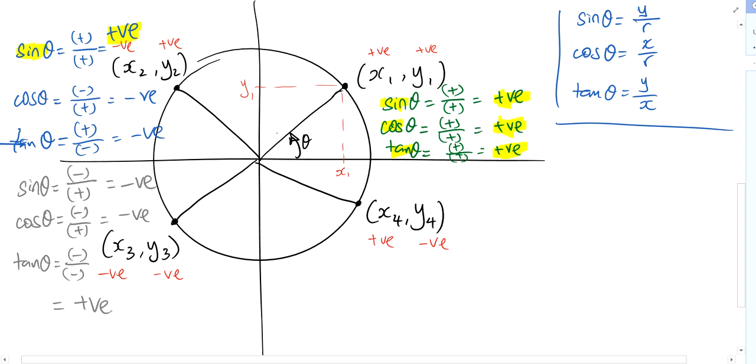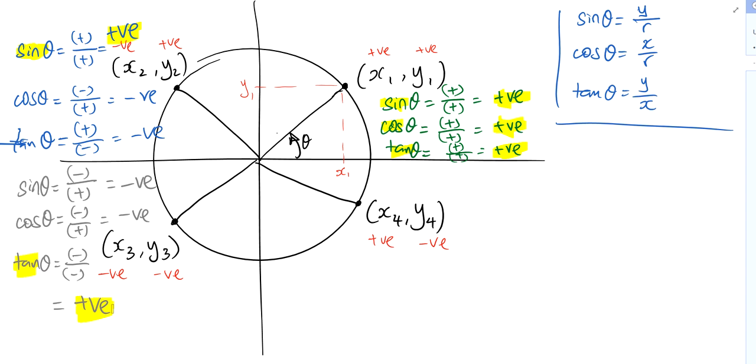Okay, right now in the third quadrant, who is positive? So we've got in quadrant 1, all positive. Quadrant 2, only sine positive. Quadrant 3, only tangent positive. Can you guess what's going to happen in quadrant 4? Who is positive in quadrant 4?